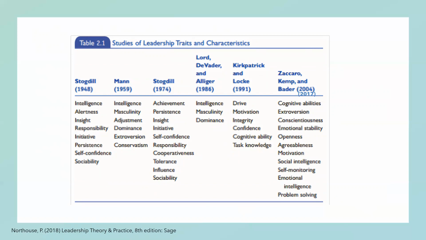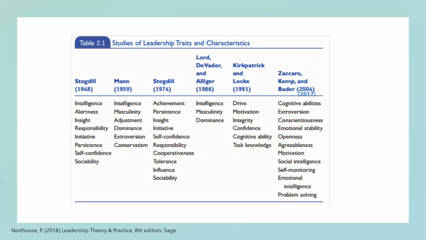This chart shows a good timeline on the studies of leadership traits and characteristics. Various researchers have come up with different traits that are used as credentials for great leaders. This is similar to the chart in our book, as I said.